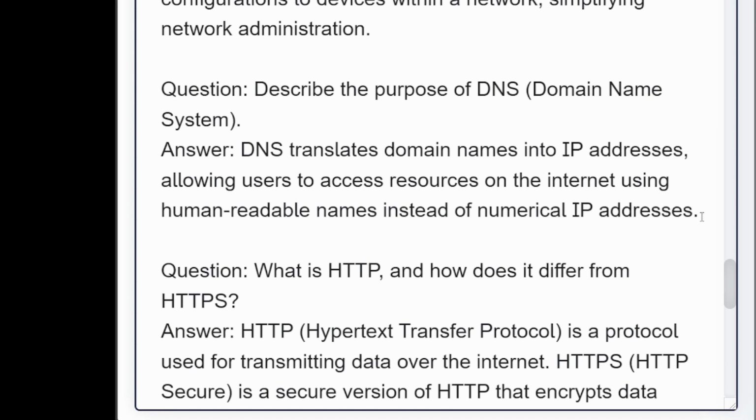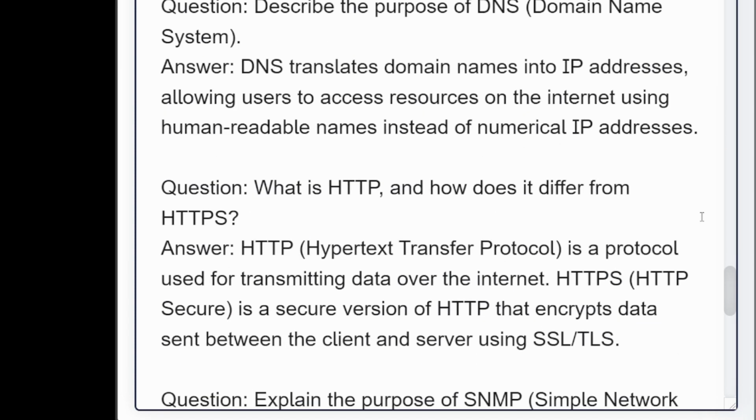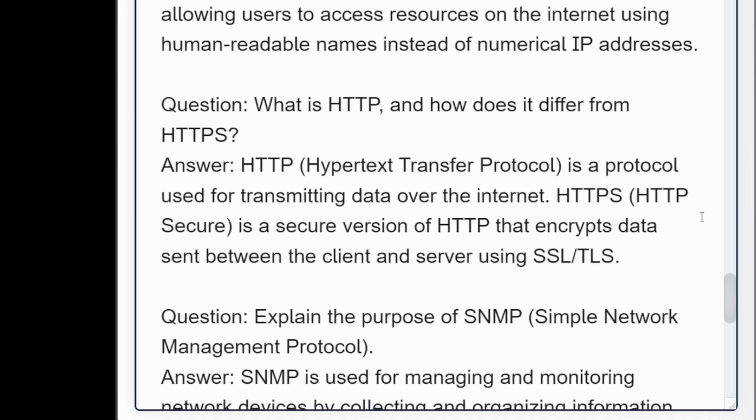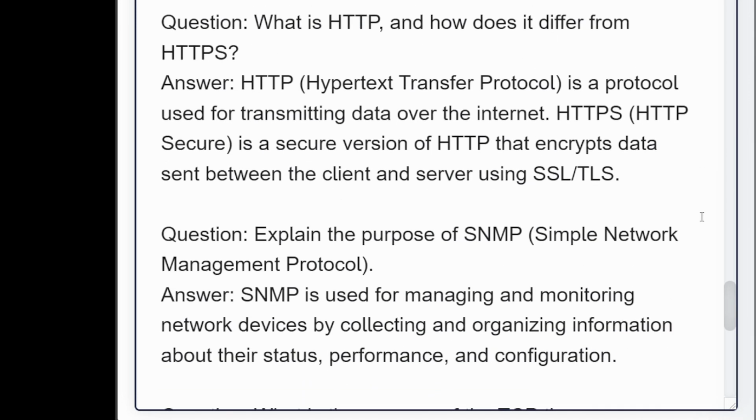Answer: DNS translates domain names into IP addresses, allowing users to access resources on the Internet using human-readable names instead of numerical IP addresses. Question: what is HTTP and how does it differ from HTTPS?